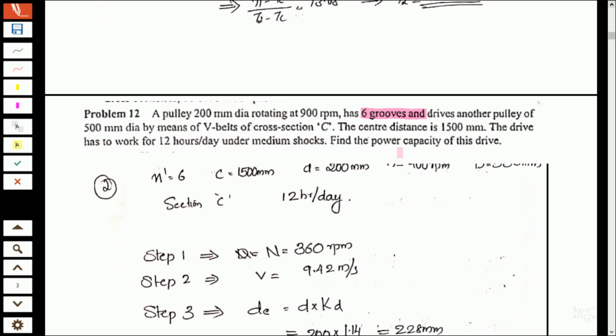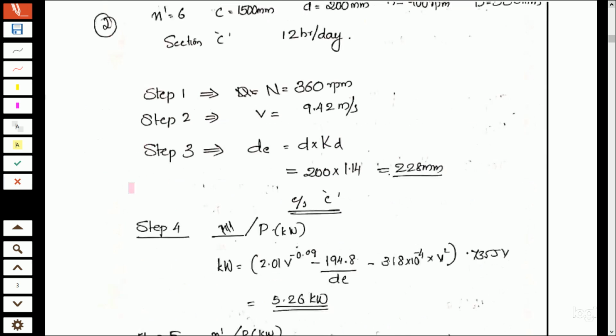So the final step that we conducted in the previous question, the answer of that is initially given here. So you have to alter the design procedure. Also, they have given the service condition as works for 12 hours per day under medium shock. Since this is given, you can have your service factor taken directly from table number 14.19. Now let us see how this design is executed.